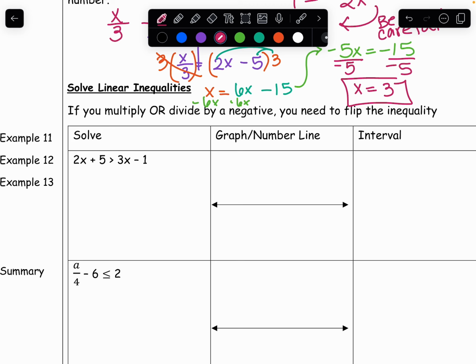So we're going to take that topic, and at the beginning of that type of problem, we are going to have to solve for x. So it's very similar to what we did at the very beginning of this video. The only thing that's going to be different is this right here. If we multiply or divide by a negative, we have to flip the inequality.